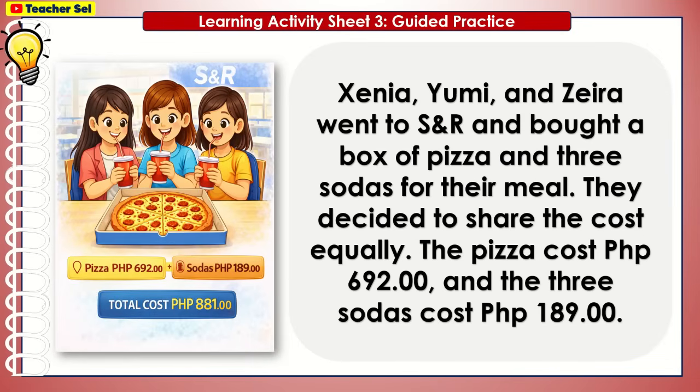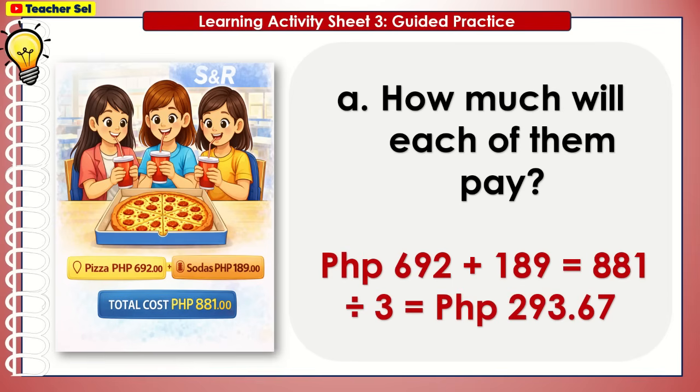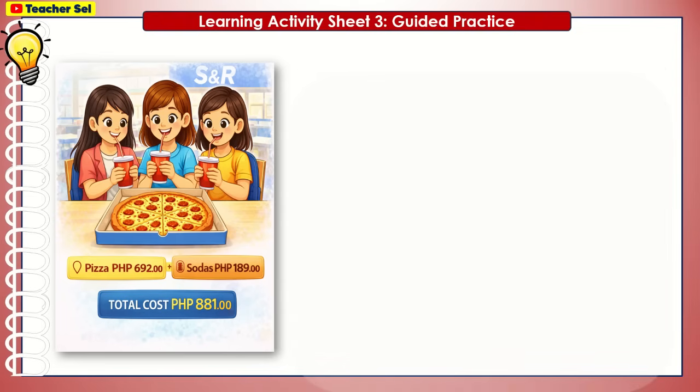For your guided practice, Sanya, Yumi, and Zara went to S&R and bought a box of pizza and 3 sodas for their meal. They decided to share the cost equally. The pizza cost 692 pesos and the 3 sodas cost 189 pesos. How much will each of them pay? 692 pesos plus 189 is equal to 881, divided by 3 is equal to 293 pesos and 67 centavos.